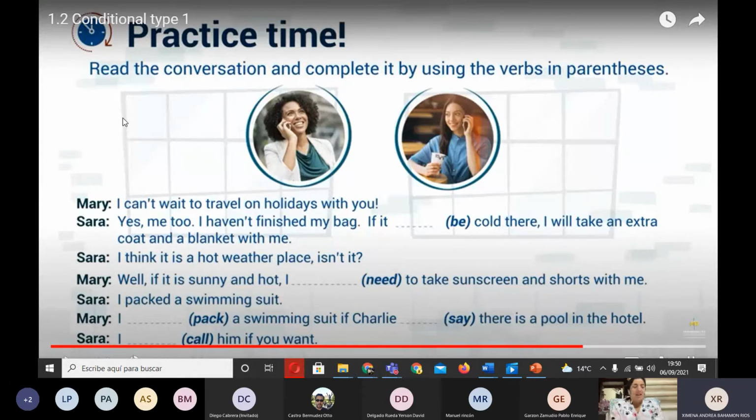Excellent. I appreciate that. Very good. I can't wait to travel on holidays with you. Yes, me too. I haven't finished my bag. If it is cold there, I will take an extra coat and a blanket with me.